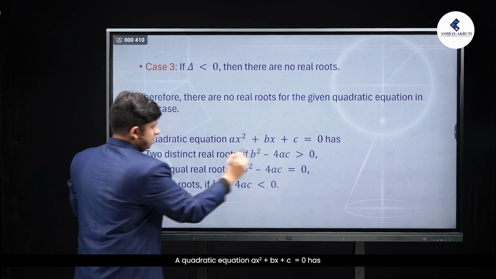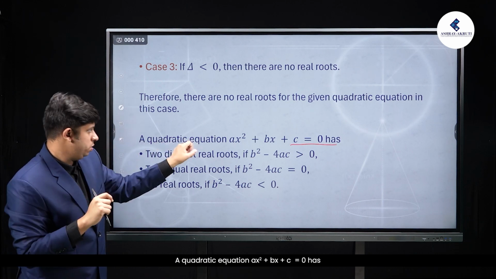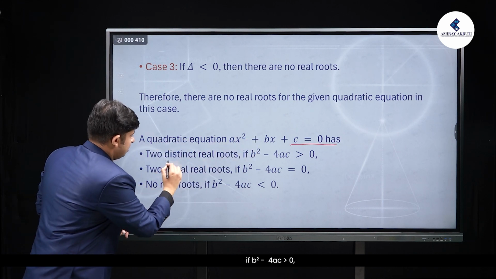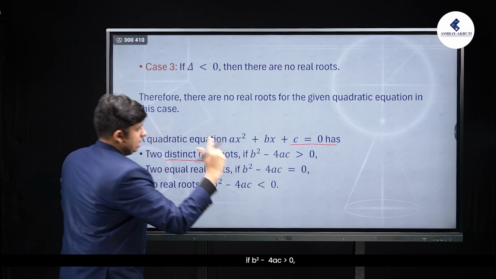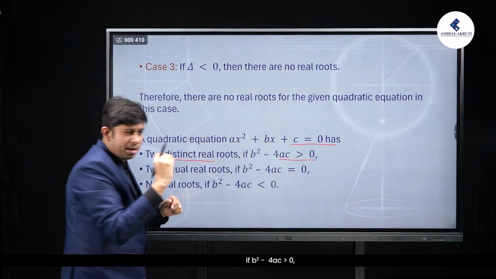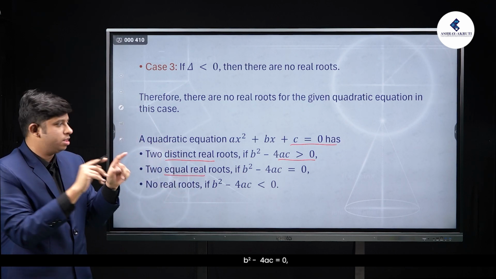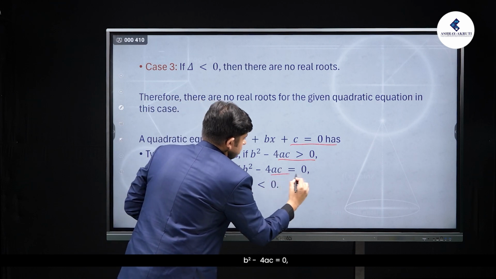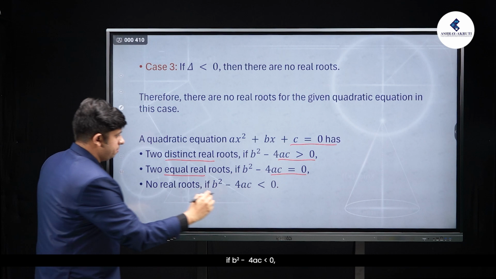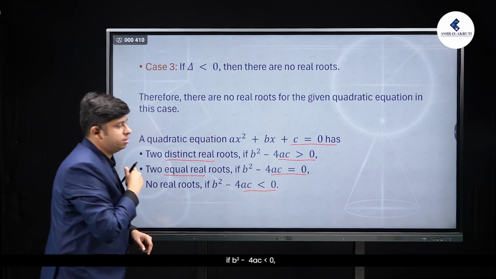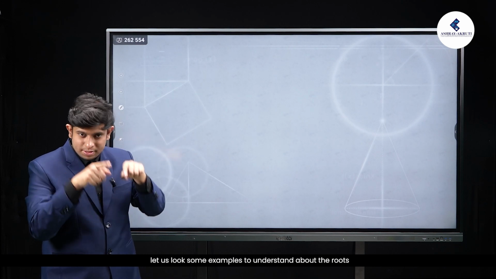A quadratic equation ax square plus bx plus c equal to 0 has two distinct real roots if b square minus 4ac is greater than 0. It has two equal real roots if b square minus 4ac is equal to 0. It has no real roots if b square minus 4ac is less than 0. Let us look at some examples to understand about the roots.